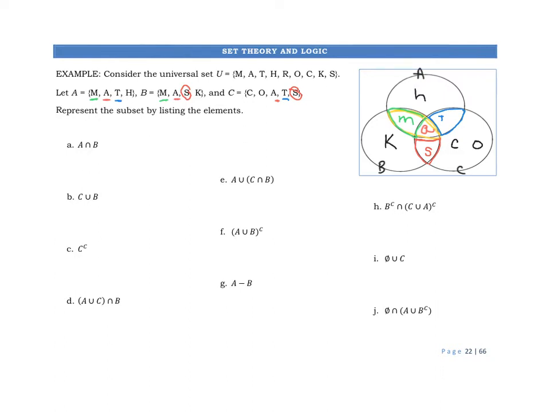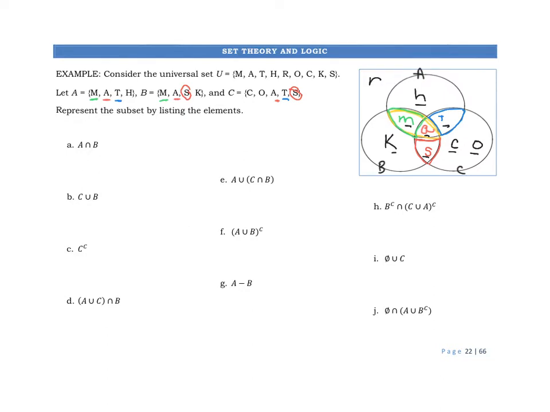All right, let's look at the universal set and see if we're missing an element. So here's my m, a, t, h. I don't see an r anywhere. So o, c, k, s. All right.